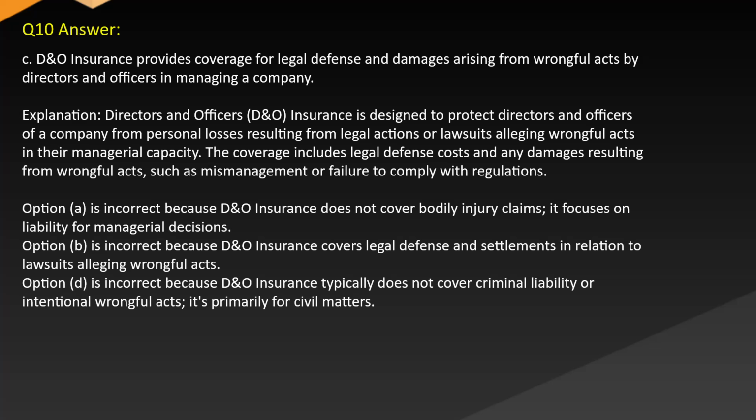Option A is incorrect because D&O insurance does not cover bodily injury claims. It focuses on liability for managerial decisions. Option B is incorrect because D&O insurance covers legal defense and settlements in relation to lawsuits alleging wrongful acts. Option D is incorrect because D&O insurance typically does not cover criminal liability or intentional wrongful acts. It's primarily for civil matters.